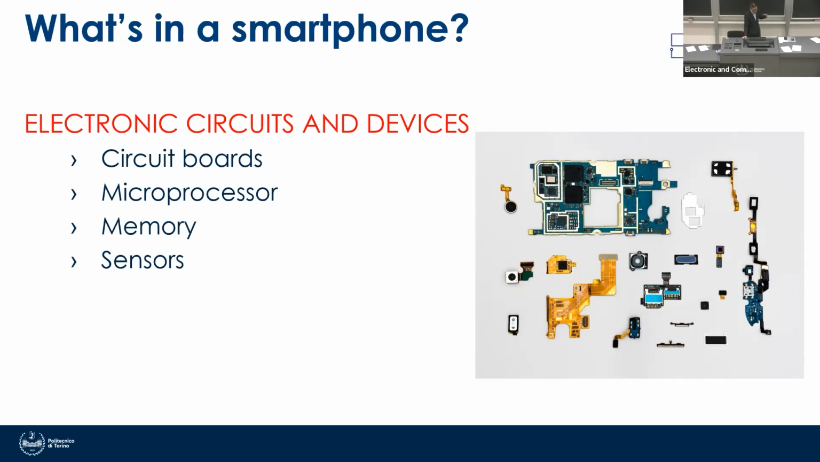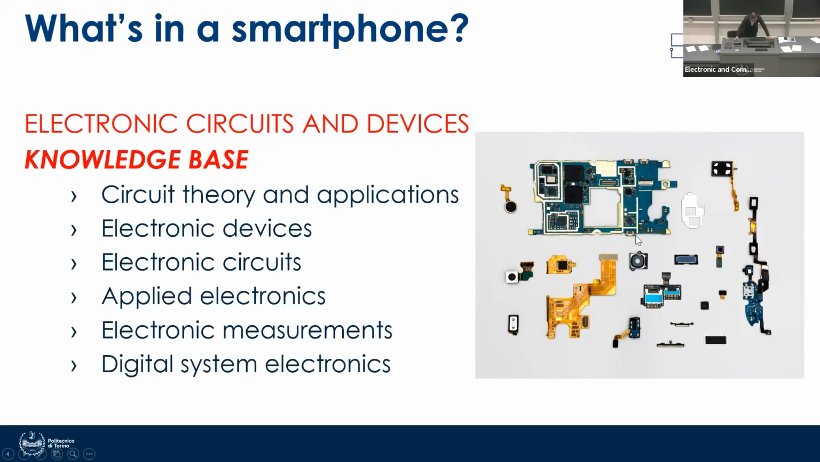For example, let's start with the electronic circuits and devices. You have circuit boards like this one, flexible circuit boards. There are chips for microprocessor, CPU, GPU. There are memories that are another type of chips, like this black square here, and sensors that are even difficult to find.